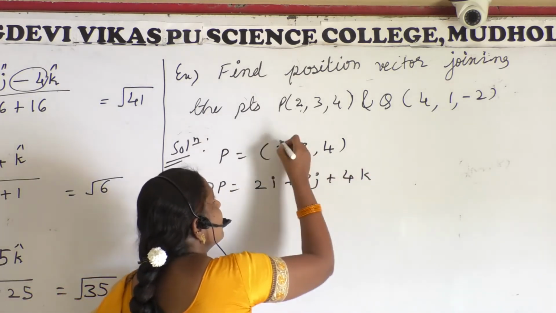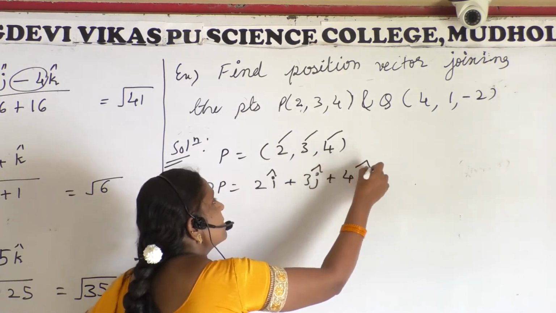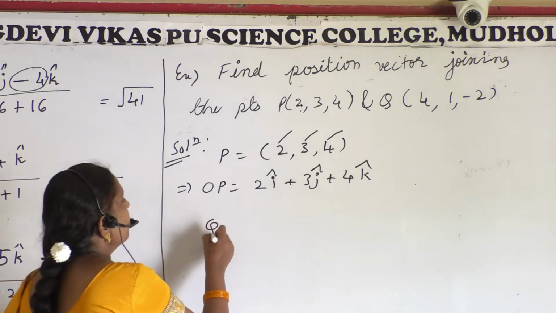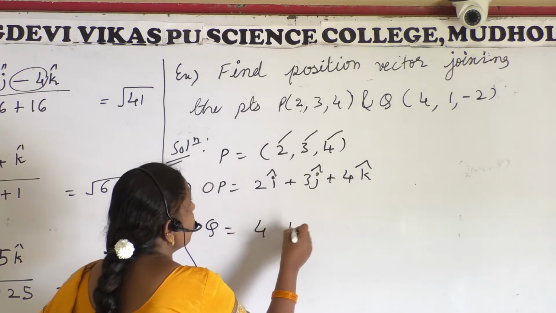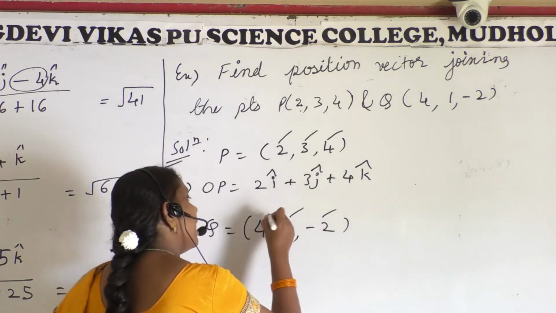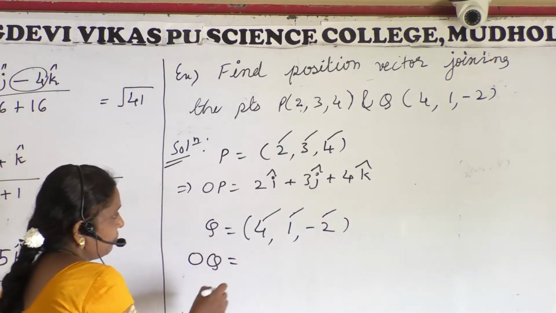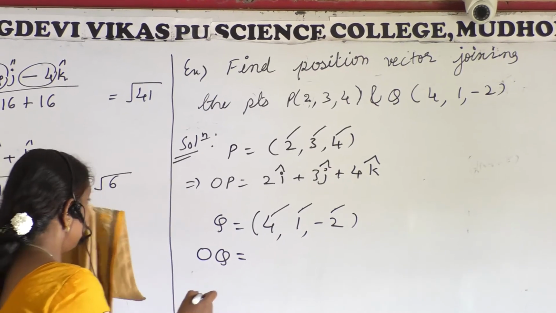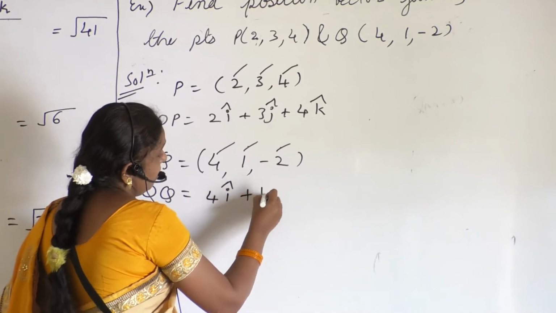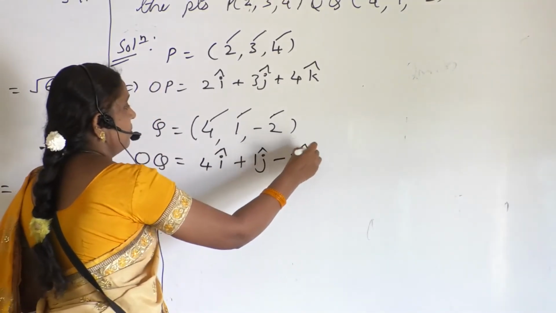So I will be attaching i, j, k to these points. Got it? Next, Q. The points are 4, 1, minus 2. So these will be the components of i, j, k. So what do I have to write? OQ is equal to 4i plus 1j minus 2k.